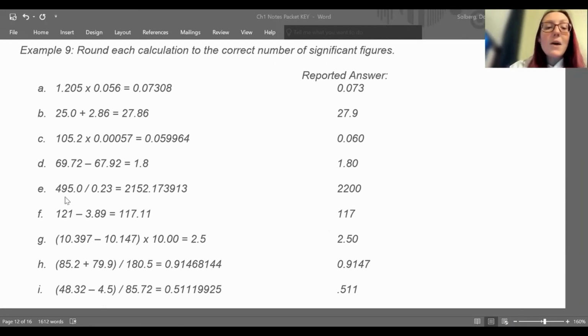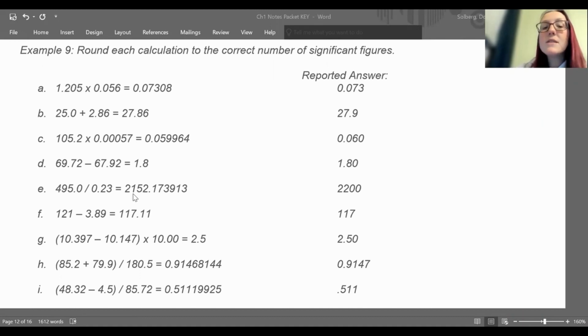Okay. Now rounding big numbers can be a little tricky. Don't overthink it. Okay. This number and this number here in part E, 0.23 only has two significant digits. So my answer should have two significant digits. Okay. So I got this number in my calculator, 2152.17 blah, blah, blah. And I only want to round to two significant digits. Well, that means I want to round to this number 1 right here. Now it's got a 5 after it, so it's going to round up to a 2. However, this number does not just round to 22.